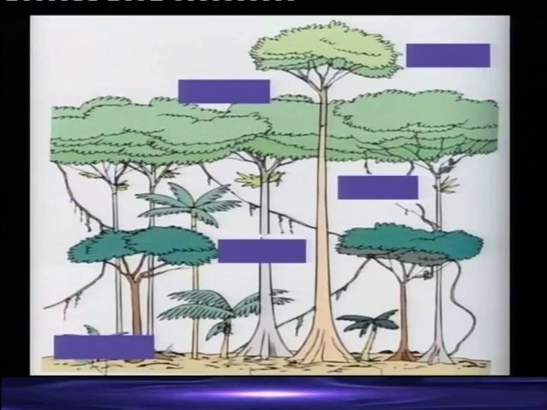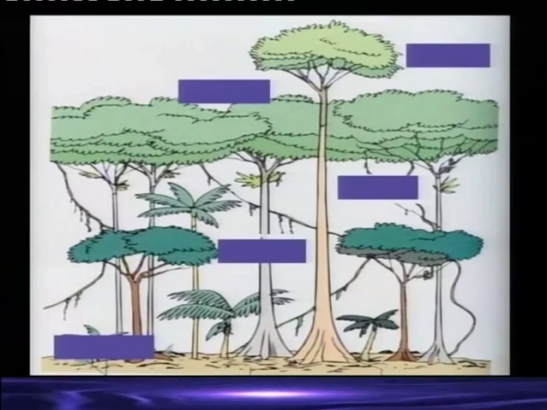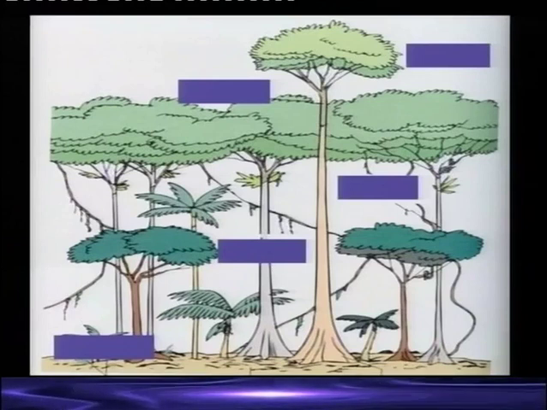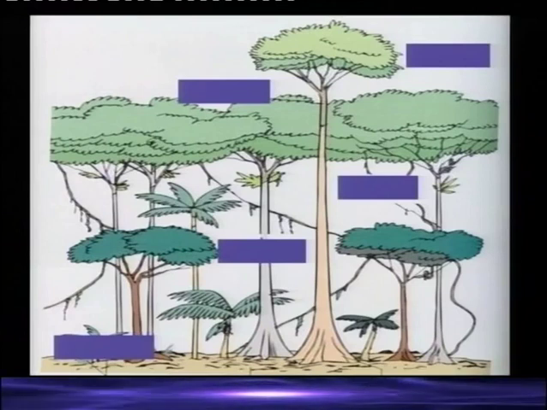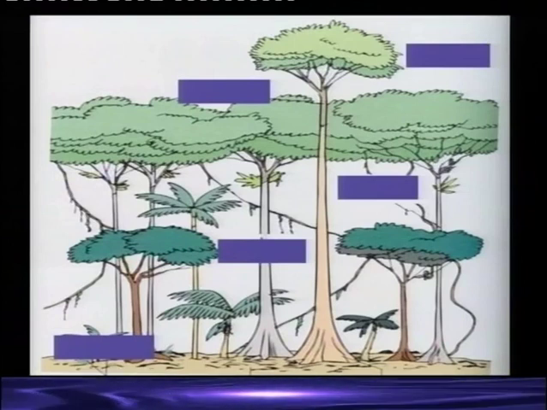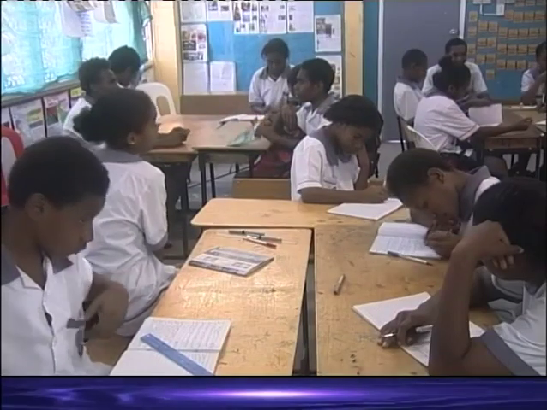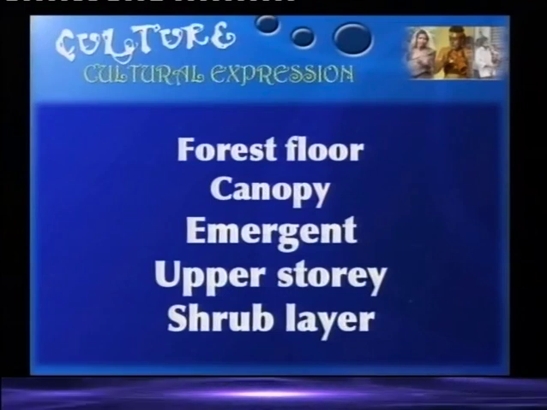Some have finished with their drawings, very good. Like I said, just simple drawing, simple diagram. Okay, when you've done that, now you label the features of your rainforest. All right, receiving students, after you have finished with your diagram, you then label the features of the rainforest. And the features are on the screen: forest floor, canopy, emergent, upper story, shrub layer.